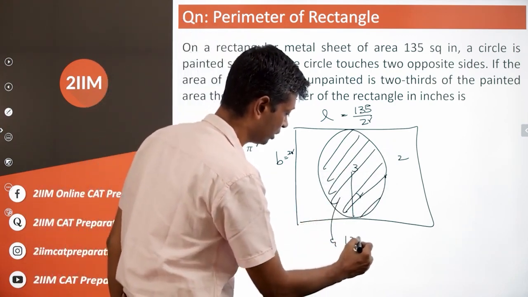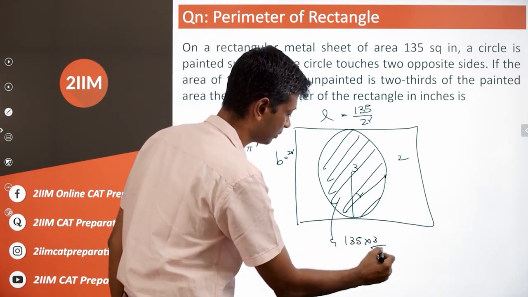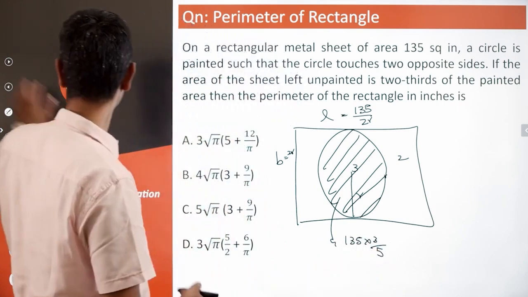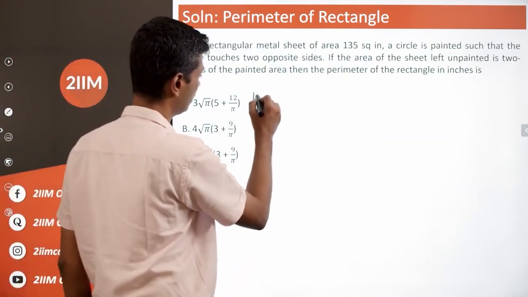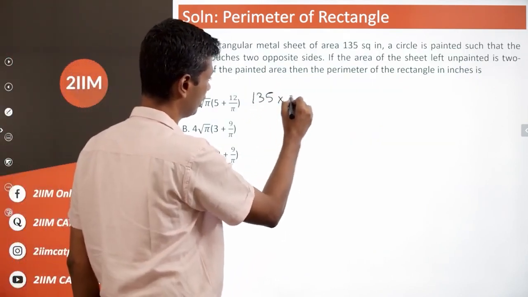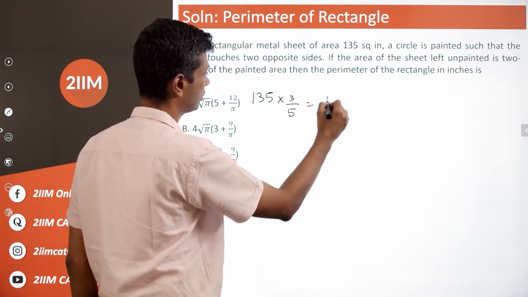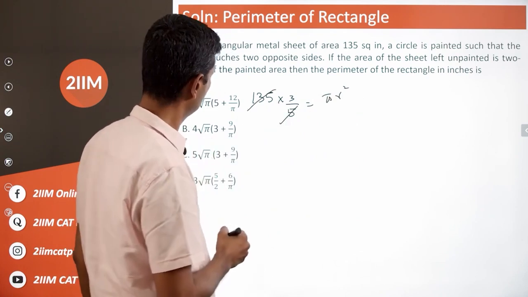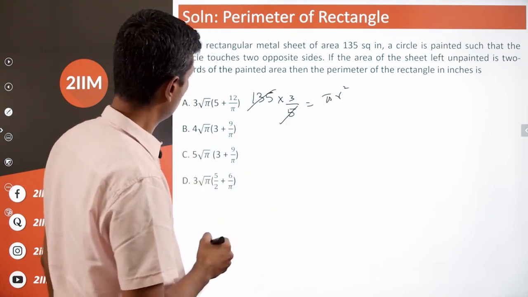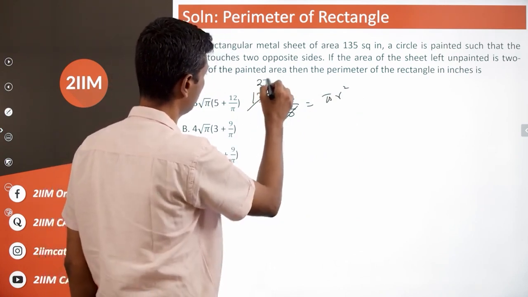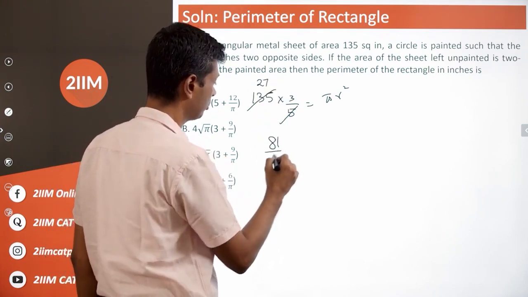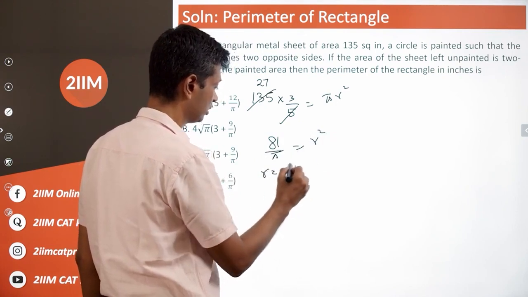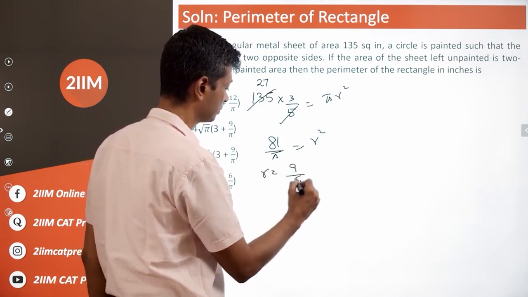This is 135 into 3 by 5. So, 135 into 3 by 5 is pi r square. If we figure that out, we are through. So, 135 into 3 by 5 equals pi r square. This is 135 by 5 is 27. 27 into 3 is 81. 81 by pi equals r square, or r is 9 by root pi.